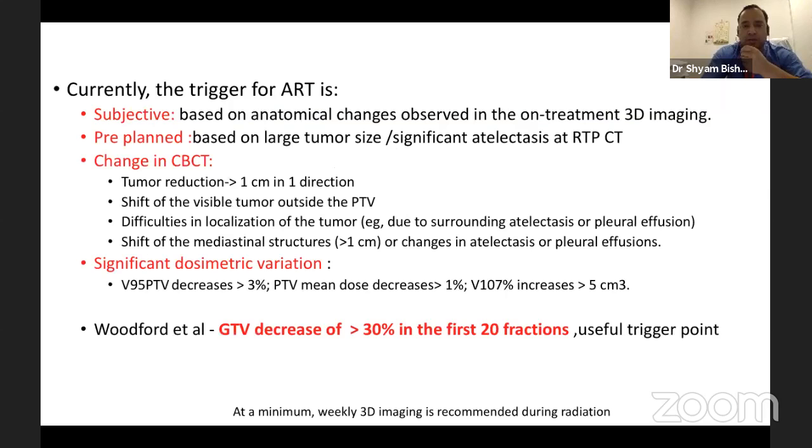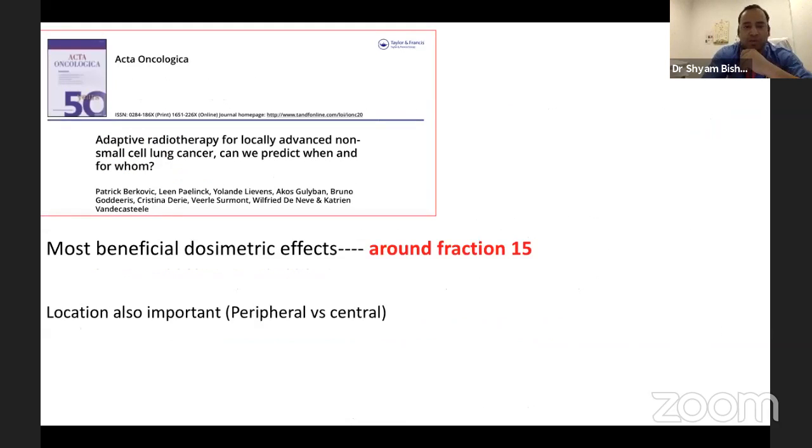So when to adapt? It is normally a subjective look at the images, but it can also be pre-planned in case of large tumors and change in CBCT. If you are doing a CBCT, these may be triggers for adaptive radiotherapy: a reduction in the tumor of more than 1 centimeter in any dimension, a shift of the visible tumor outside the PTV, difficulty in localization of the tumor close to atelectasis or effusion, a gross shift in the mediastinal structures of more than 1 centimeter, or a dosimetric variation. If the GTV decreases more than 30% in the first 20 fractions, that can also be a useful trigger point.